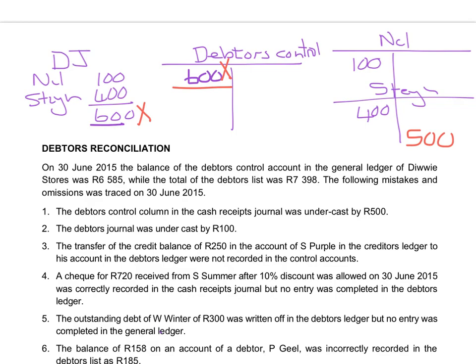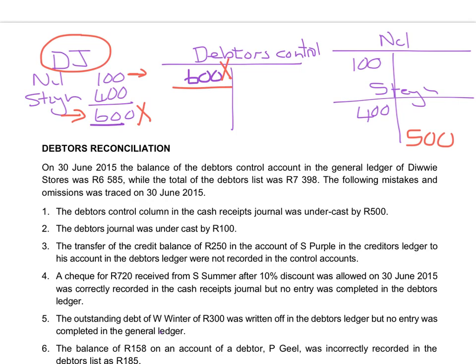If there's a mistake in the individual account of a debtor, so you posted the wrong amount, or you put it in the wrong person's account, or you put it on the wrong side of the account, it will only be corrected in the debtors ledger. Any mistake in the journals will be corrected in the control account and in the debtors ledger, because if I make a mistake inside the journal, my total will also be incorrect. That means I will take the wrong amount to the person's account and I will take the wrong amount to the debtors control account.